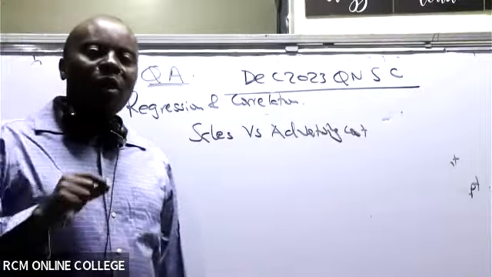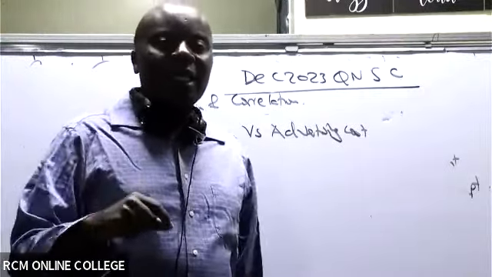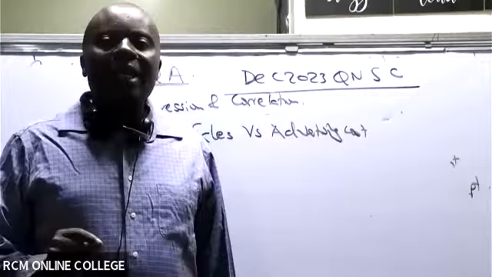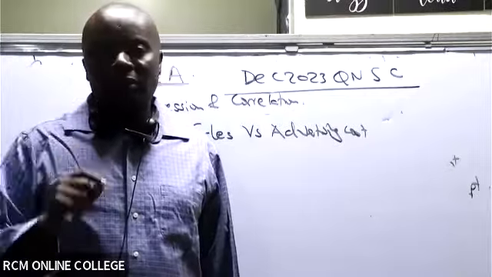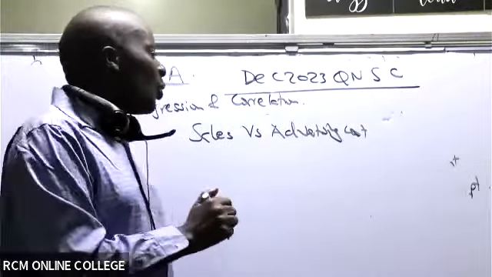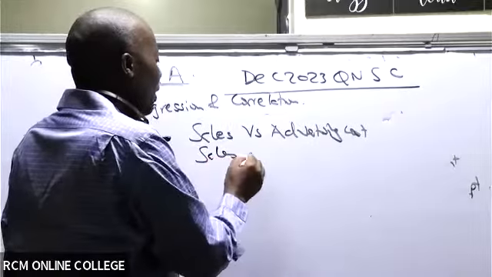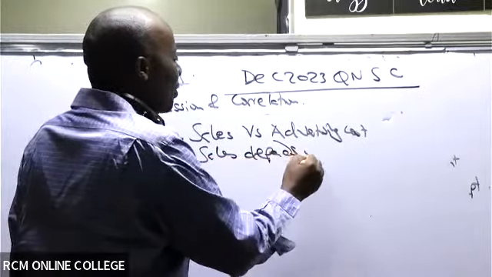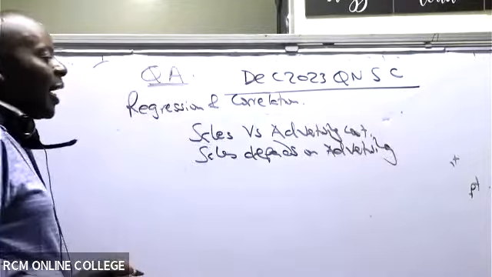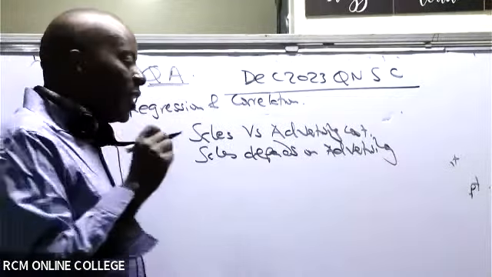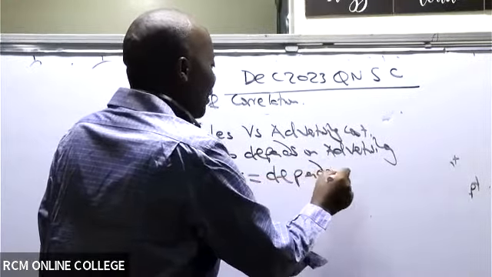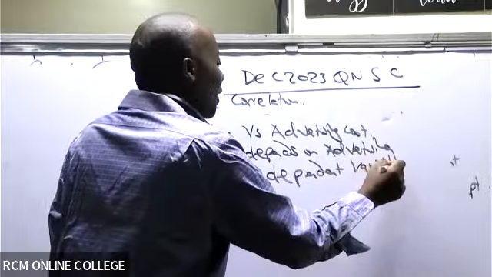Ladies and gentlemen, what I know is that if we are aggressively advertising, like RCM College, the moment you aggressively advertise, then sales will have to grow. Sales depends on advertising. Thank you very much, Sabrina. So sales depends on advertising, and therefore sales will be the dependent variable.